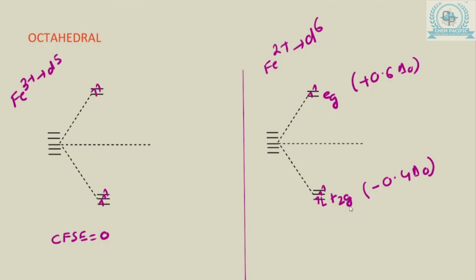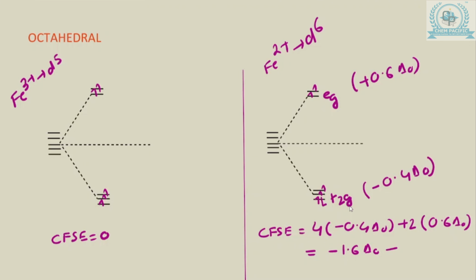So let's calculate its CFSE. Its CFSE is equal to 4 into -0.4 delta 0 plus 2 into 0.6 delta 0, which is equal to -1.6 delta 0 plus 1.2 delta 0. So this is equal to -0.4 delta 0.